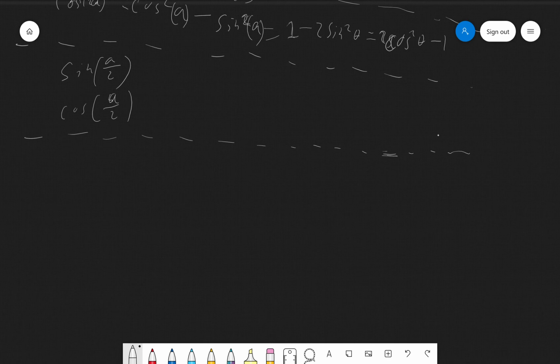So what's the sine of a over 2? The sine of a over 2 is equal to the positive or negative square root of 1 minus cosine of a, over 2. And then cosine of a over 2 is equal to plus or minus the square root of 1 plus cosine of a, over 2. It's pretty nice symmetry. Almost the same, but different.